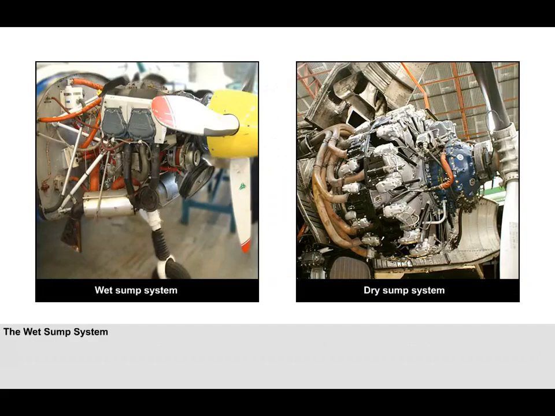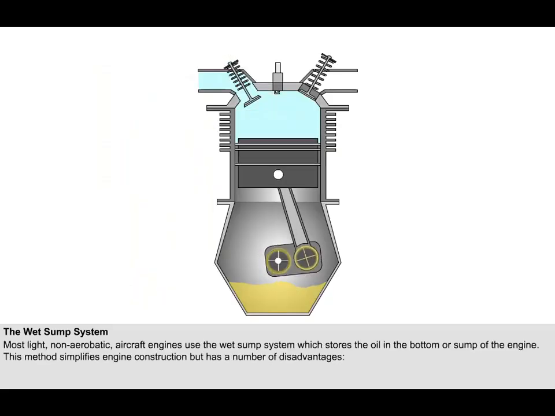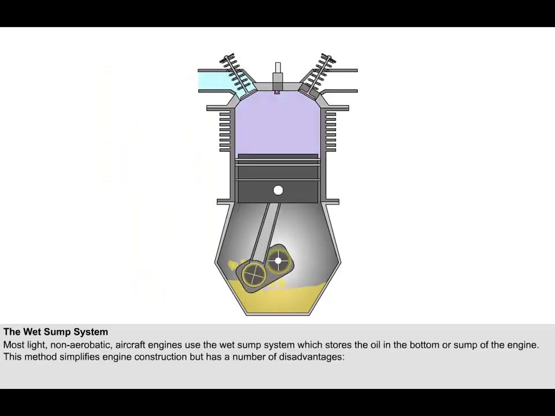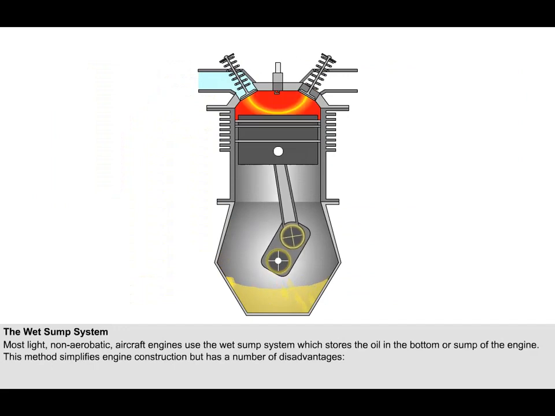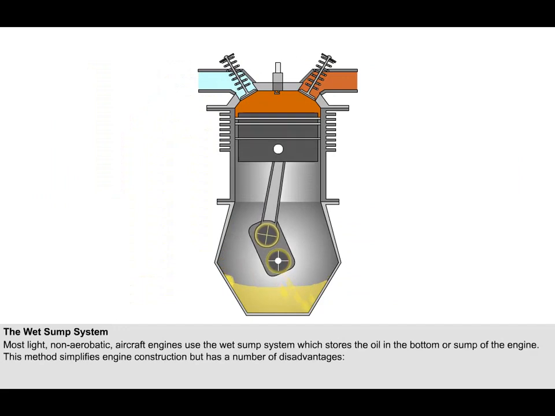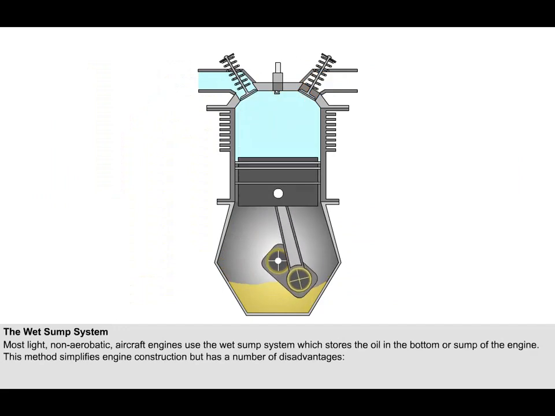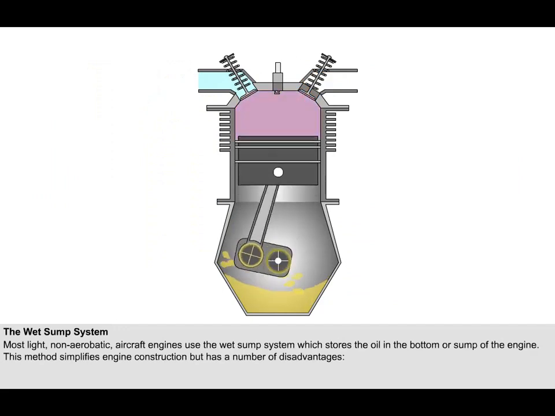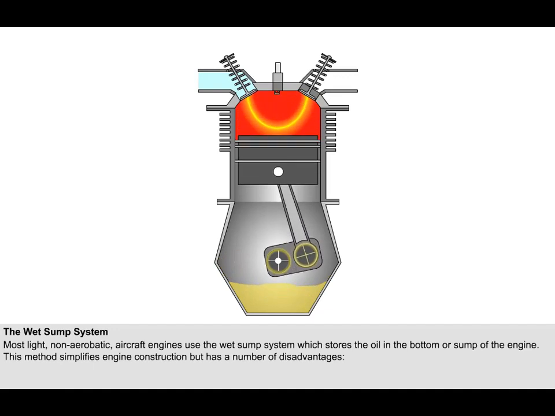There are two different types of lubrication system in common use in aircraft engines. They are the wet sump and dry sump systems. The main difference between the two systems is the method which is used to store the supply of oil. Most light, non-aerobatic aircraft engines use the wet sump system. In this system, the oil is stored in the bottom or sump of the engine. This method simplifies the construction of the engine, but it has a number of disadvantages.